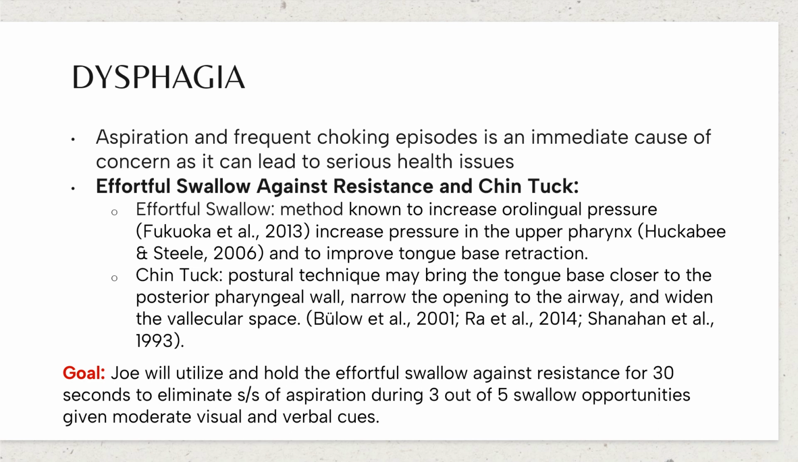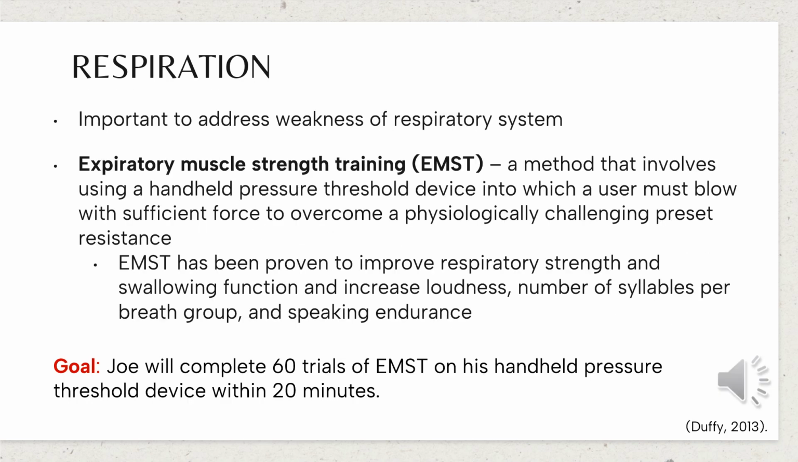Expiratory muscle strength training, or EMST, is commonly used for flaccid dysarthria to strengthen weakened respiratory muscles in order to improve breathing and swallowing capabilities. The user must blow into a handheld pressure threshold device with sufficient force to overcome a physiologically challenging preset resistance. The resistance is set at a level below maximum expiratory pressure.